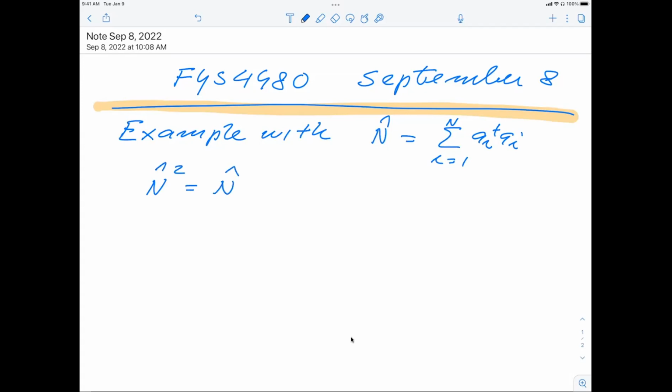And just to see that, let's pick one of these. Hats on top of a variable mean that this is an operator, so I'm trying to keep that kind of notation. Let's look at one specific term here. You can easily see, when we use the anti-commutation rules, that this is actually the case. So if I now square it, this is the same operator.